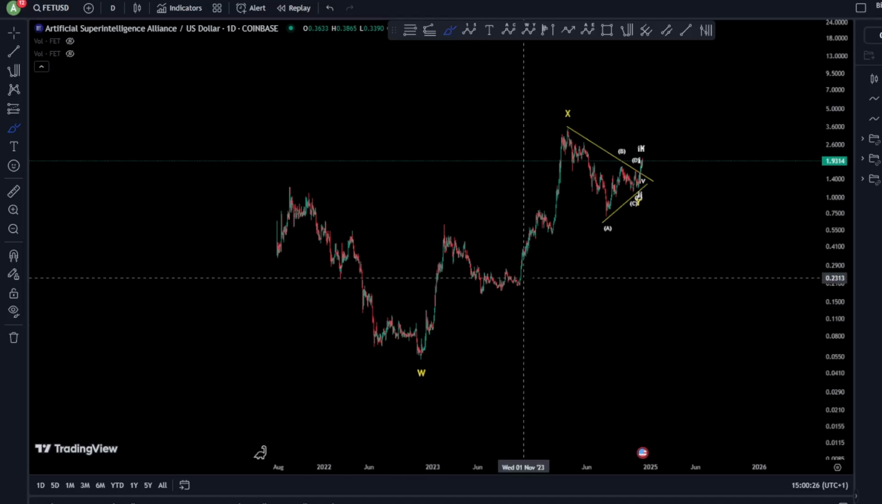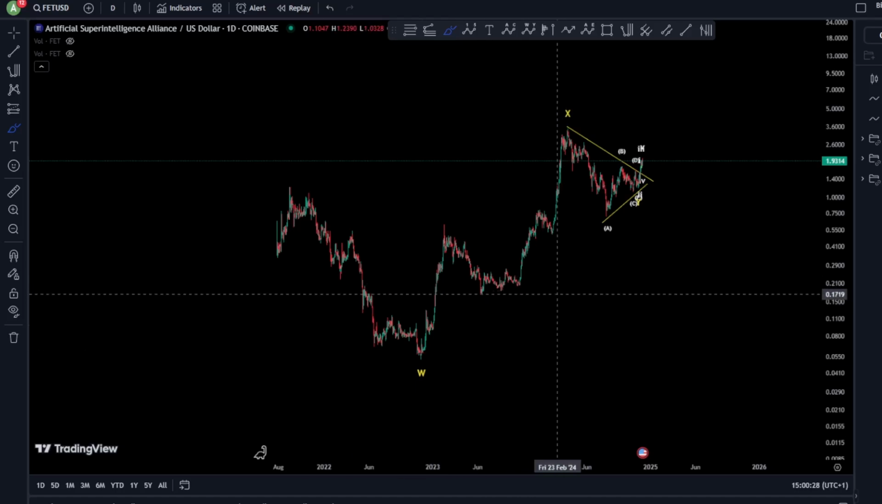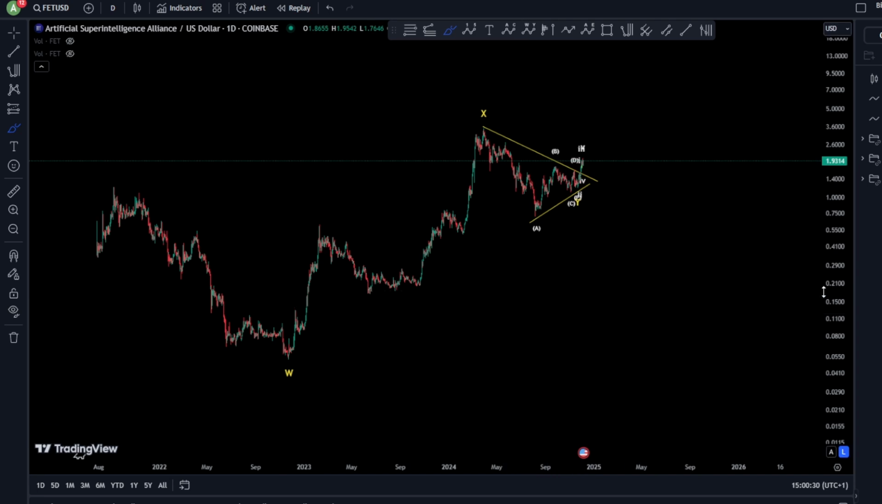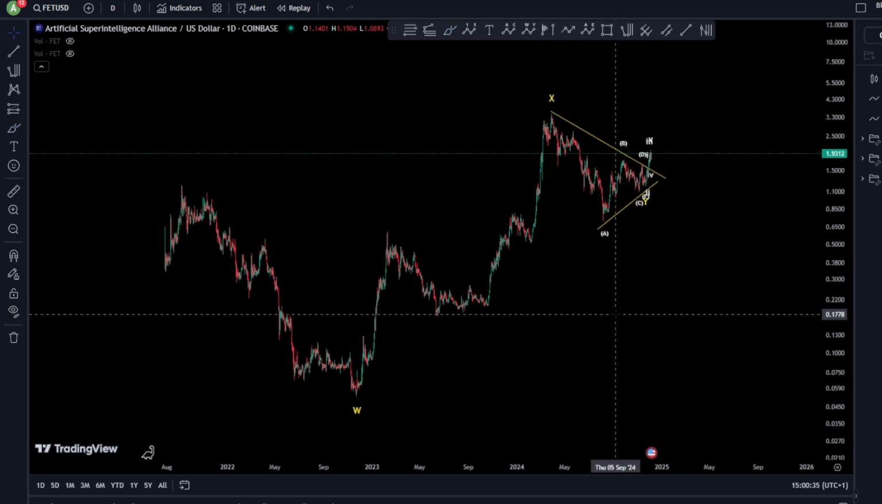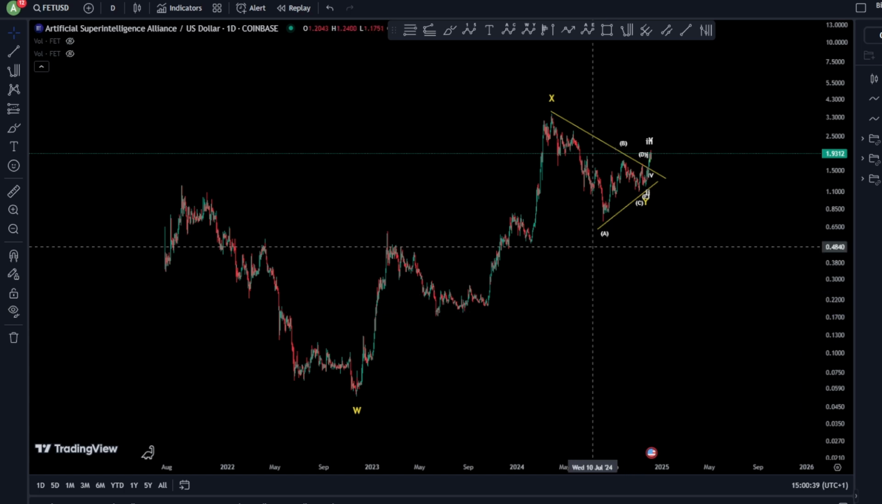Hello everyone, welcome to FET price prediction based on Elliott wave analysis. Starting on the daily chart, we have two bullish scenarios for FET. One of them is higher than the others. I'm gonna explain, of course.